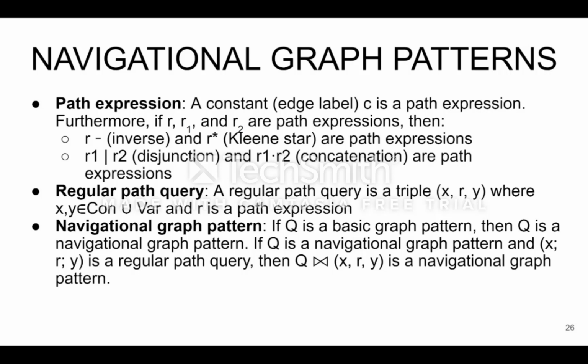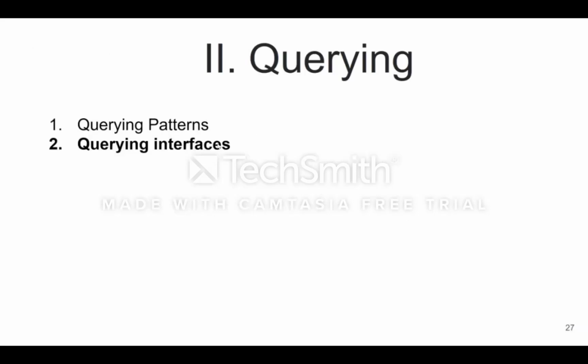If Q is a basic graph pattern, then Q is a navigational graph pattern. If Q is a navigational graph pattern and X R Y is a regular path query, then Q join the tuple X R Y is a navigational graph pattern. And this is all about querying graph pattern, and now I will move on to querying interface.